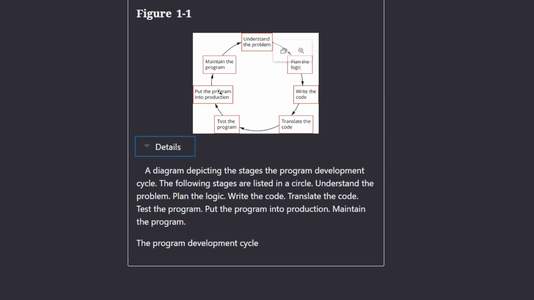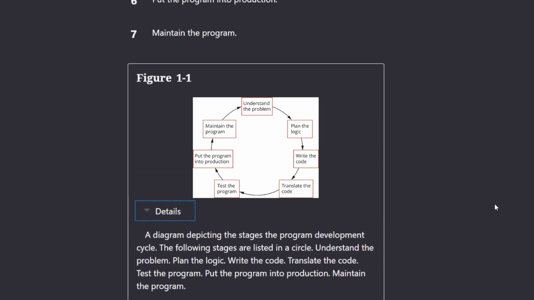So this is the diagram. It's very important to be familiar with this. Understand, plan, write, translate, test, put into production, and maintain. Then when maintaining, if we discover any anomalies or errors, we understand the problem again, and that's why it's called a cycle. So this is a diagram depicting the stages of the program development cycle listed in a circle, from understanding the problem to maintaining the program. This is the program development cycle.